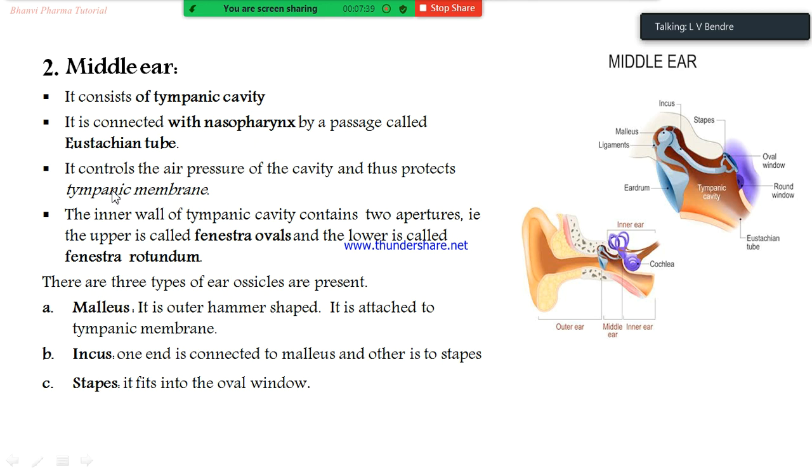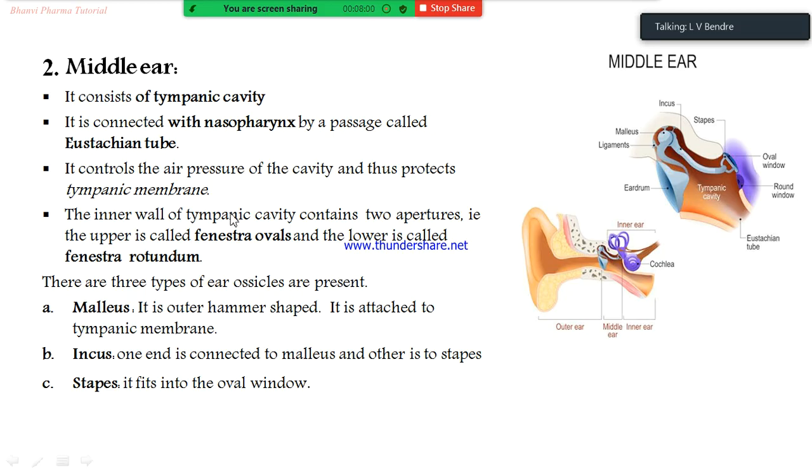Next, it controls the air pressure. The eustachian tube controls the air pressure of the cavity, thus protecting the tympanic membrane, or eardrum.